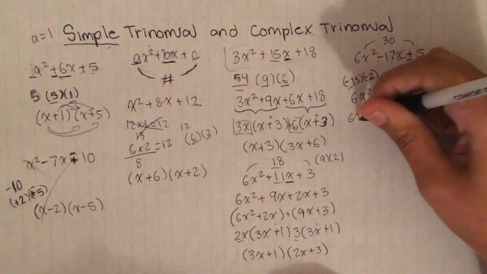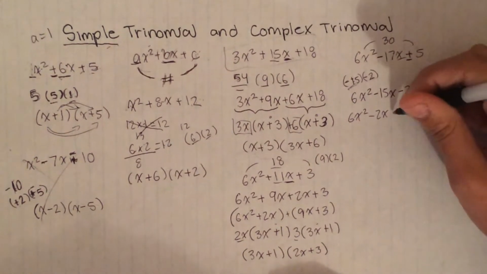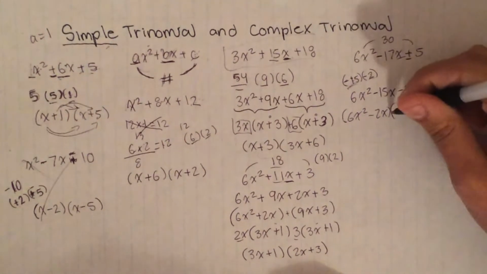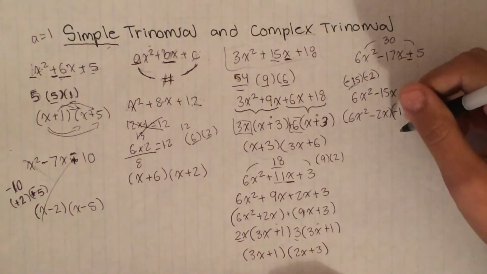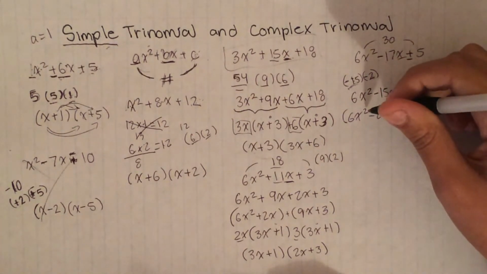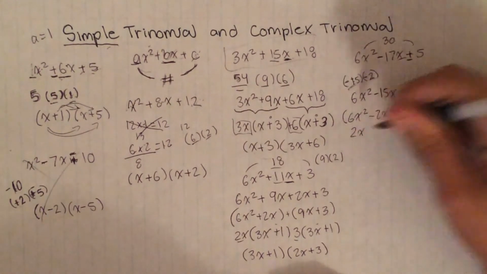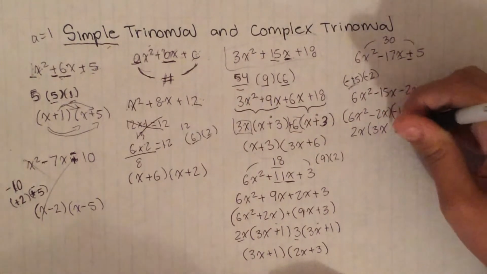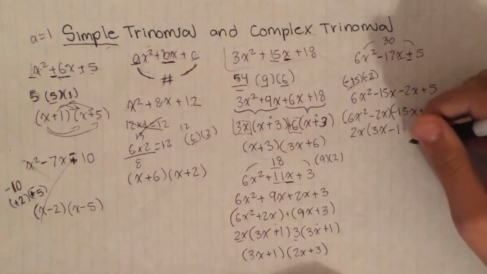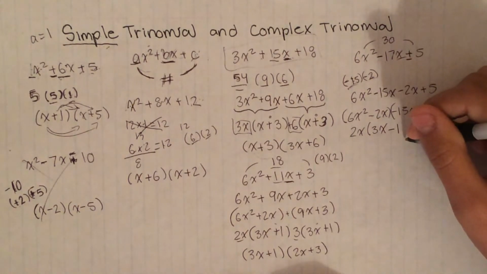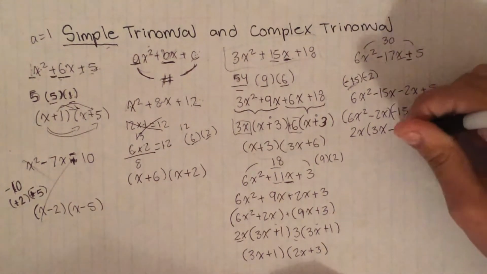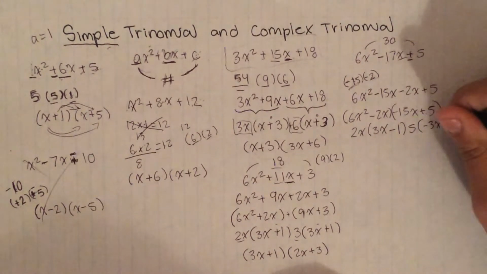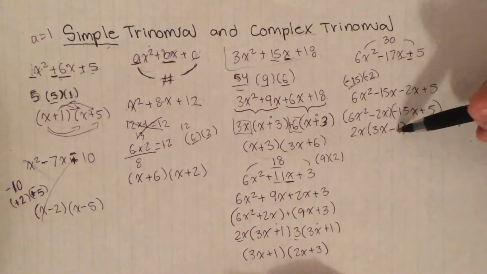I'm going to rearrange it so that the grouping can work. Negative 2x, negative 15x, plus 5. I'm going to group them. Okay, and now what I'm going to do is take out what's in common, 2x. 2x divided by 6x equals 3x minus 1, because it's a negative here, right? And then I take out what's in common here, 5, which gives me negative 3x plus 1. So you see how these are not the same binomial?